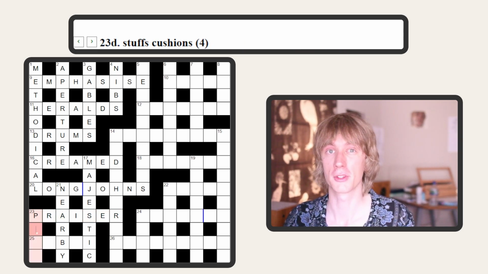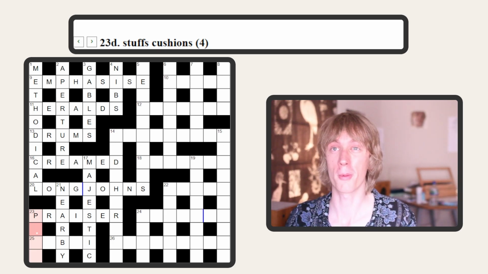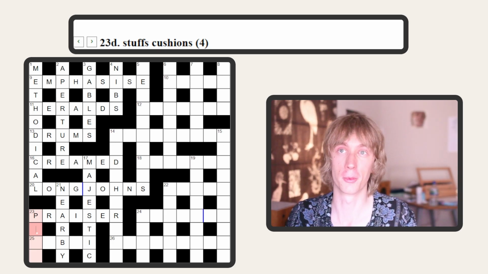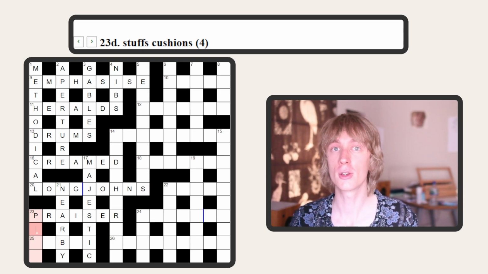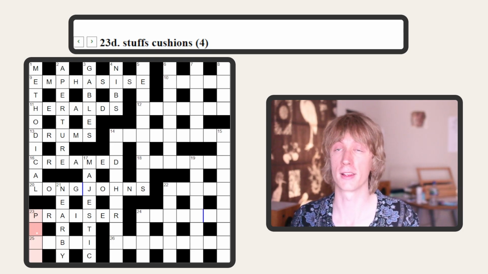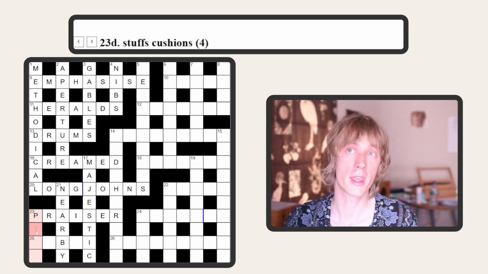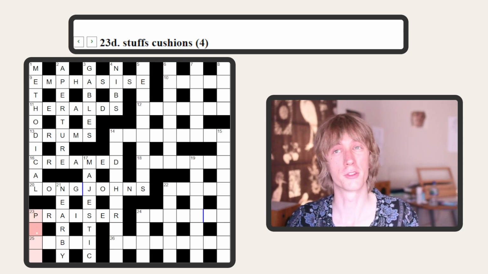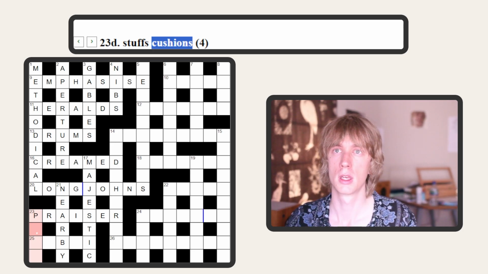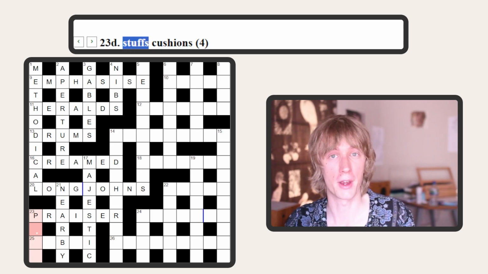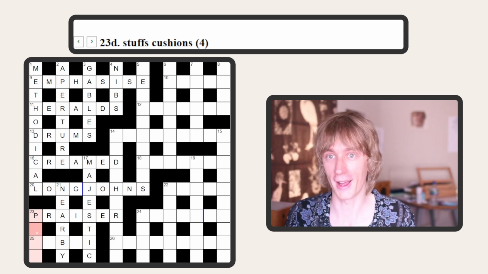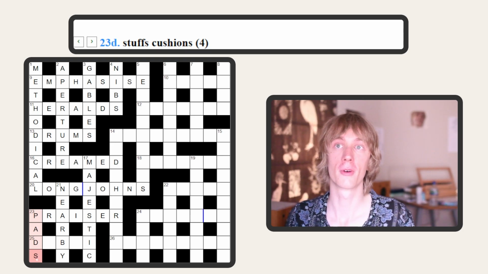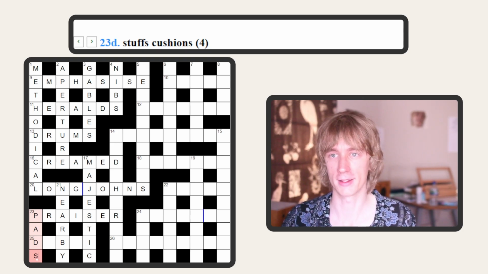Okay, stuffs cushions. This one is probably the clearest example you could ever get of a double definition, right? It's two words. There's no space for wordplay, so you know what's happening here is that these two words are going to have the same word as their definition, right? So we're looking for a word that is defined by stuffs and is also defined by cushions. Well, if you stuff something, you pad it out. So stuffs can be pads, and cushions which you sit on are pads. So both stuffs and cushions lead you to the word pads.